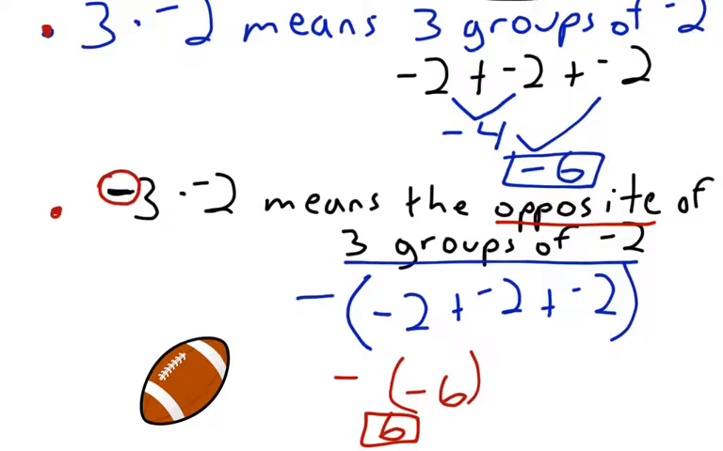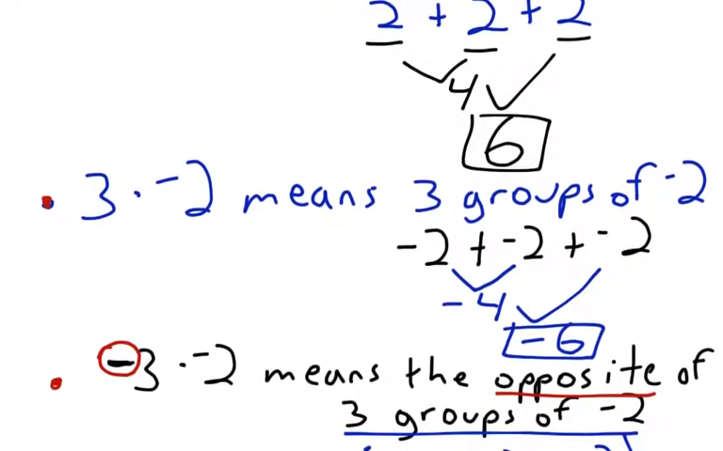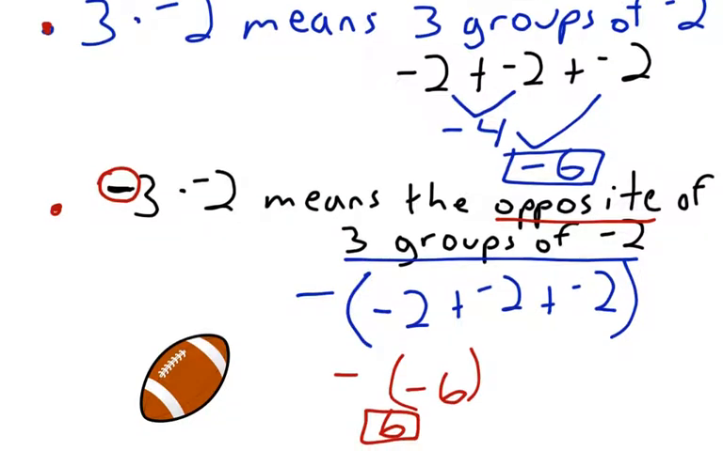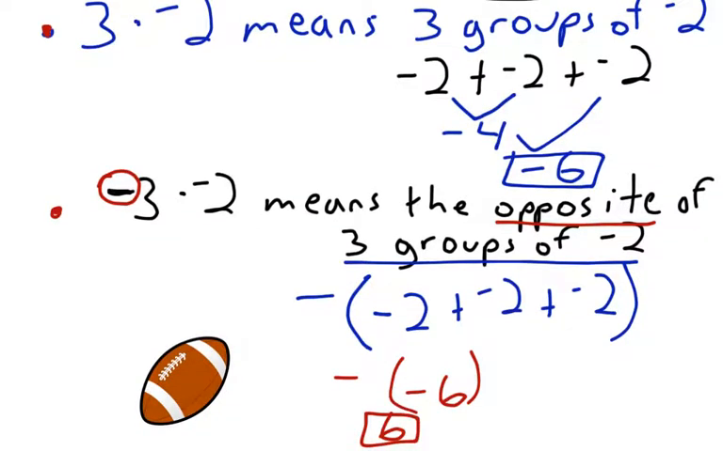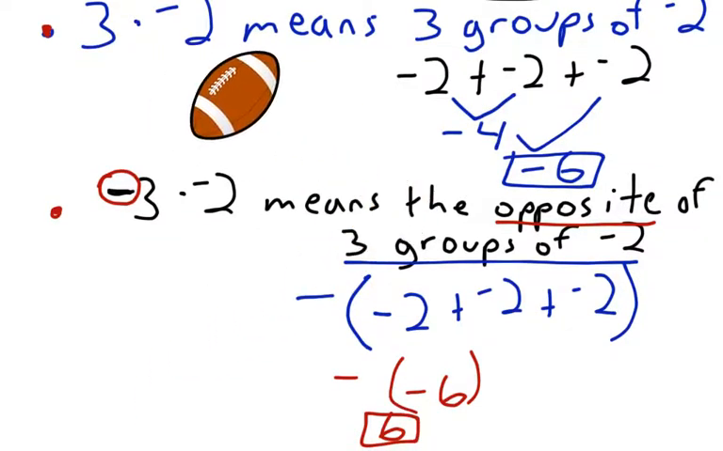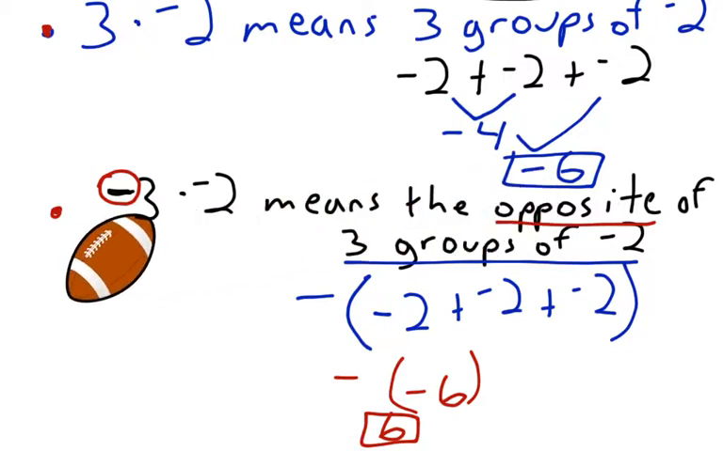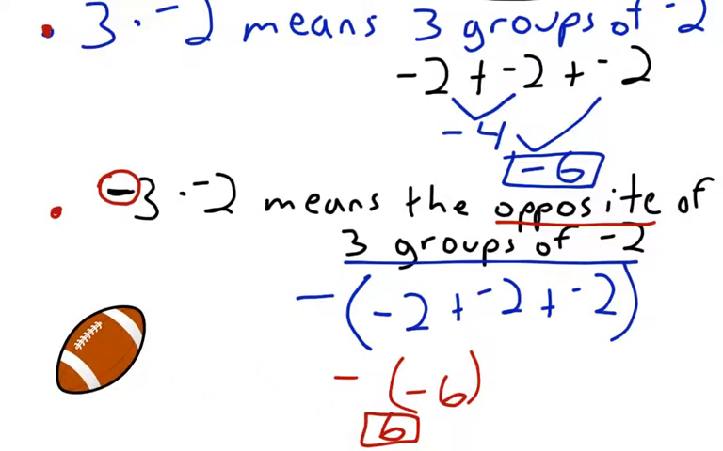Now take a second, look back at those 3 examples we just did. And I'm looking up here, we started off with a positive 6 when we did 3 times 2. And then we got a negative 6 when we did 3 times negative 2. And then we did a negative times a negative and got a positive 6. Do you see a pattern? Or maybe a rule that we could write?